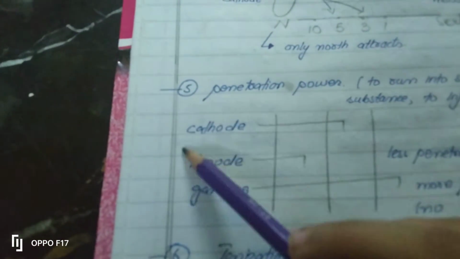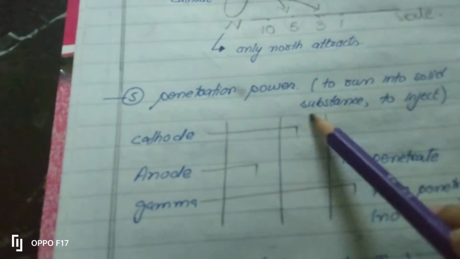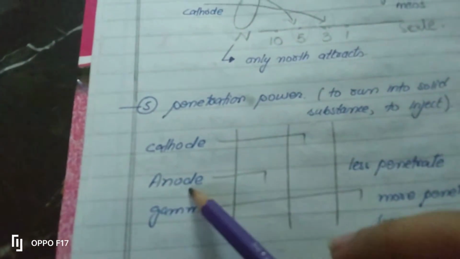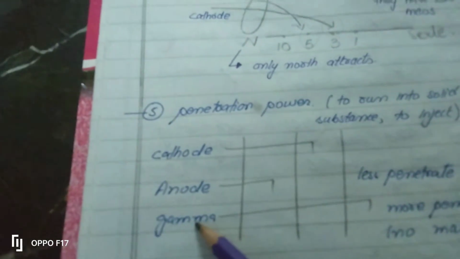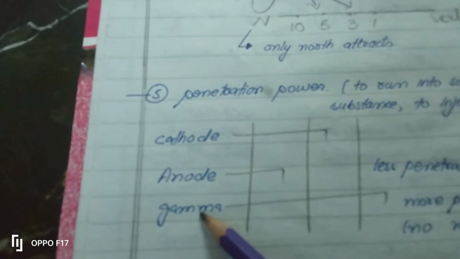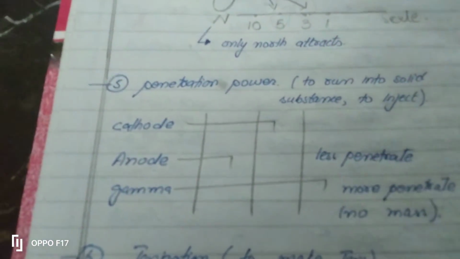When we check the penetration power of the cathode, it only penetrates till the second wall, and when we check the penetration power of the anode, it only penetrated 1 wall. But when we check the penetration power of gamma rays, it penetrated all 3 walls.